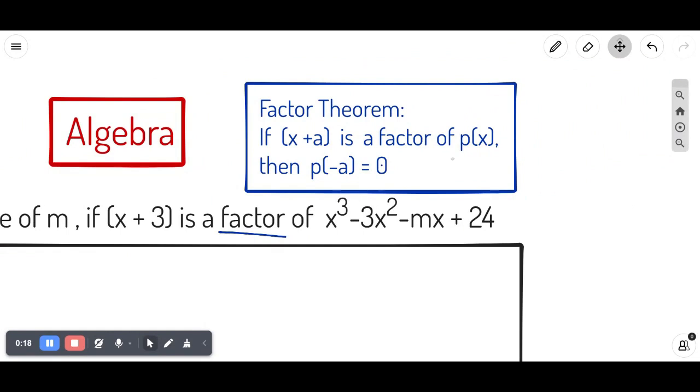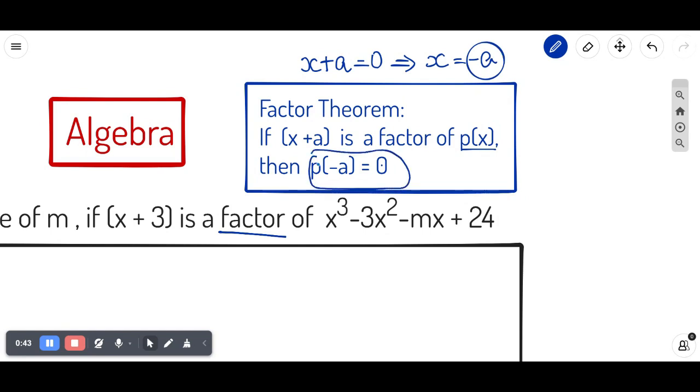So let us have a quick recap of this. As per the factor theorem, if x plus a is a factor of p of x, then p of minus a is equal to 0. Which means if you have x plus a, you first equate it to 0. Then what you will get is x is equal to minus a. So you take this minus a and put it in p of x and equate it to 0. That gives your answer for the factors.